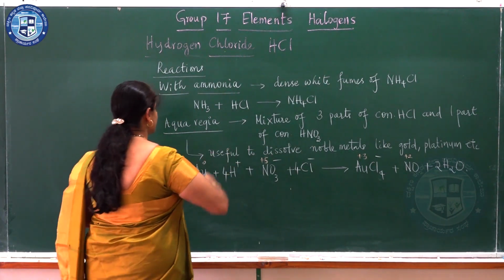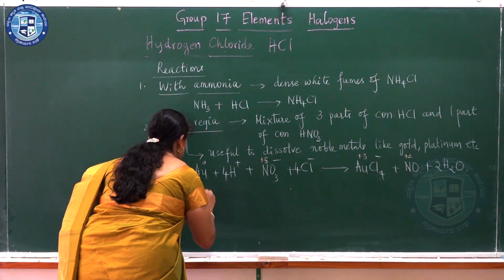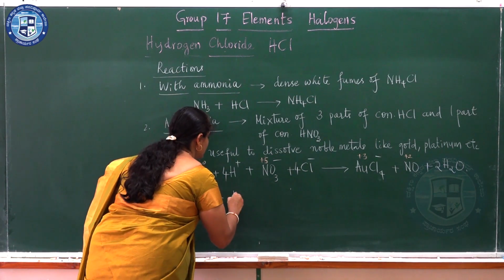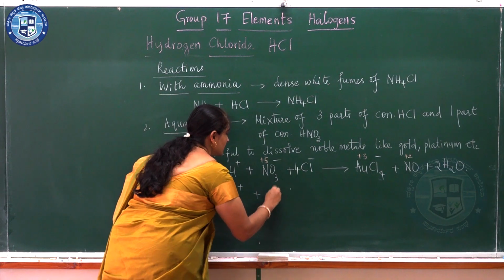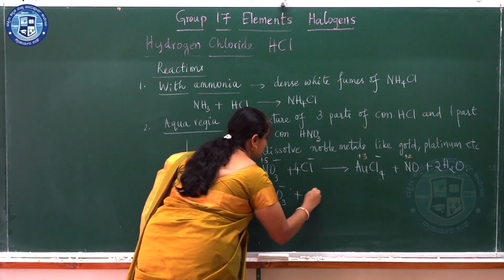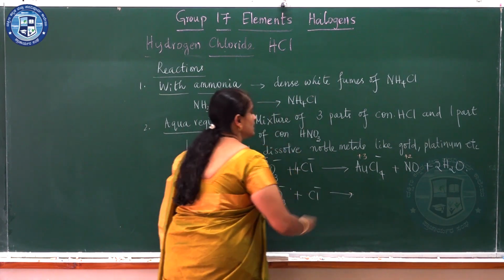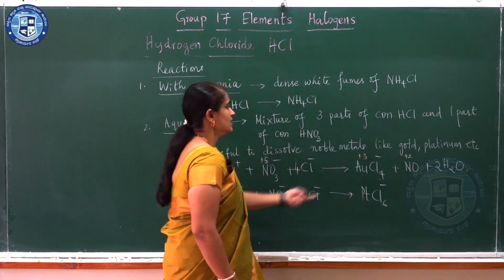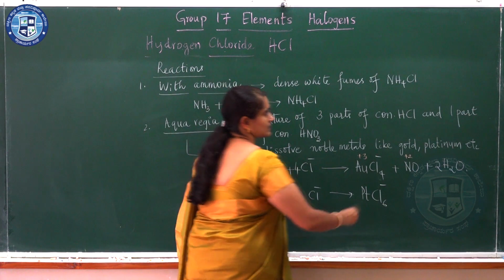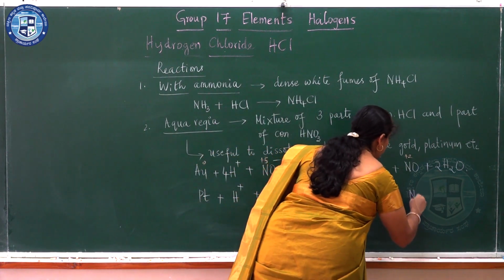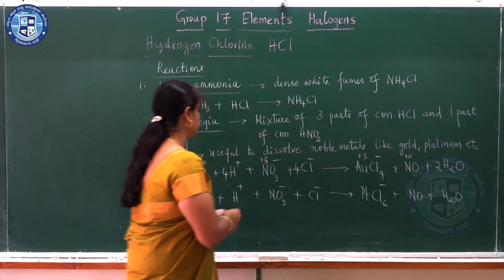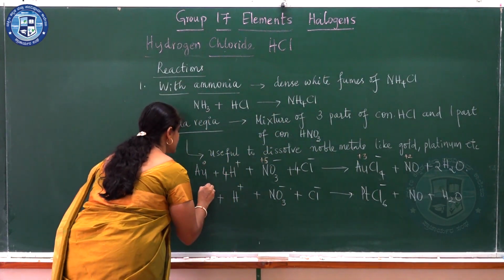Simple one. Next, one more given to you is for platinum. Platinum will react with the same species, H plus, NO3 minus, Cl minus. So, platinum gives PtCl6 minus. Here 4, here 6, only that is the difference. Same NO, H2O.